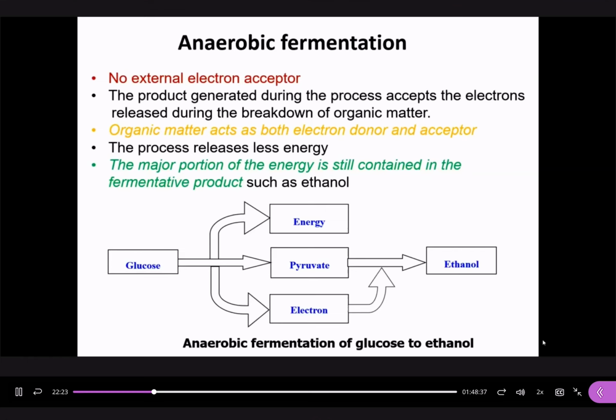The major portion of energy is still contained in the fermentative product such as ethanol. So in the whole process, some energy is released, but still a lot of energy is contained in the end product such as ethanol. The process of making something you drink, right? Ethanol. So this is fermentation. The intermediates serve as the electron acceptor.